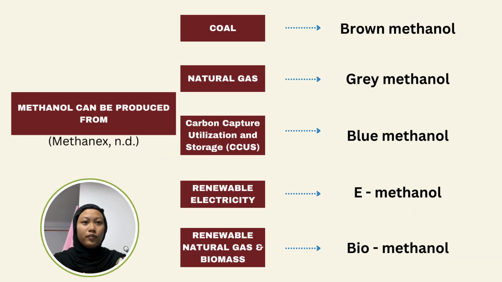Methanol can be produced from various sources, like coal, natural gas, carbon capture, utilization and storage, renewable electricity, and also renewable natural gas and biomass. Coal will produce brown methanol. Natural gas will produce grey methanol. Carbon capture will produce blue methanol. Renewable electricity will produce e-methanol, and renewable natural gas will produce biomethanol.